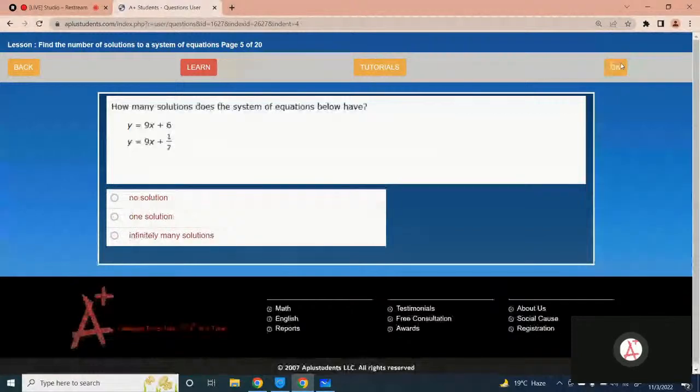Okay, now for this one, you have the same value of m. Got it? 6 and 7 are the values of m. And the system of equations has different b. One of them is 6 and the other one is 1 over 7. That means the system has no solution. Got it? Because they have different b, it has no solution. Got it?